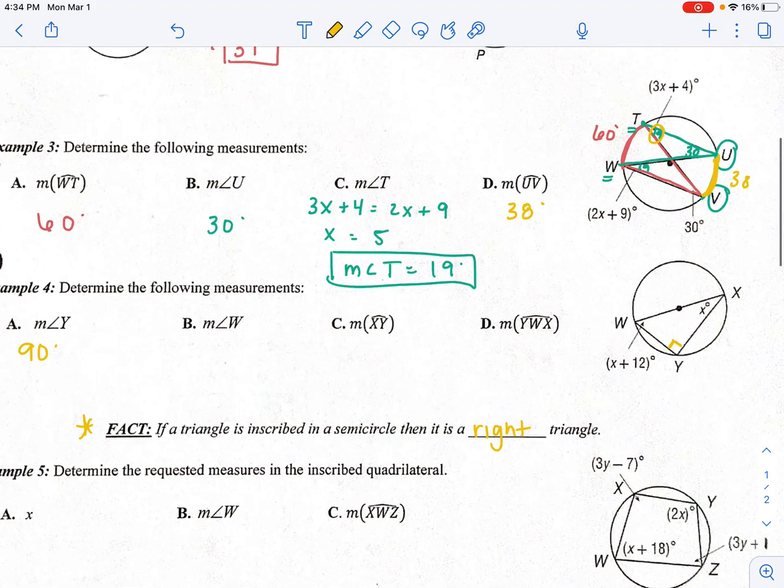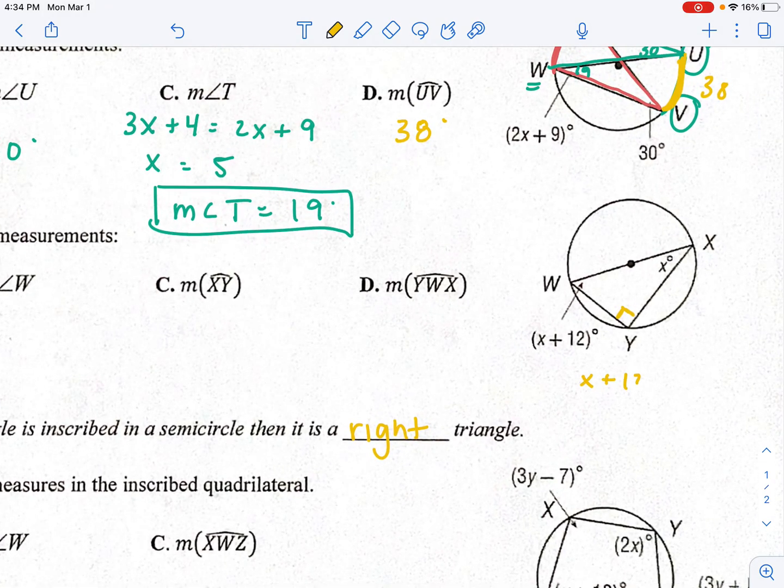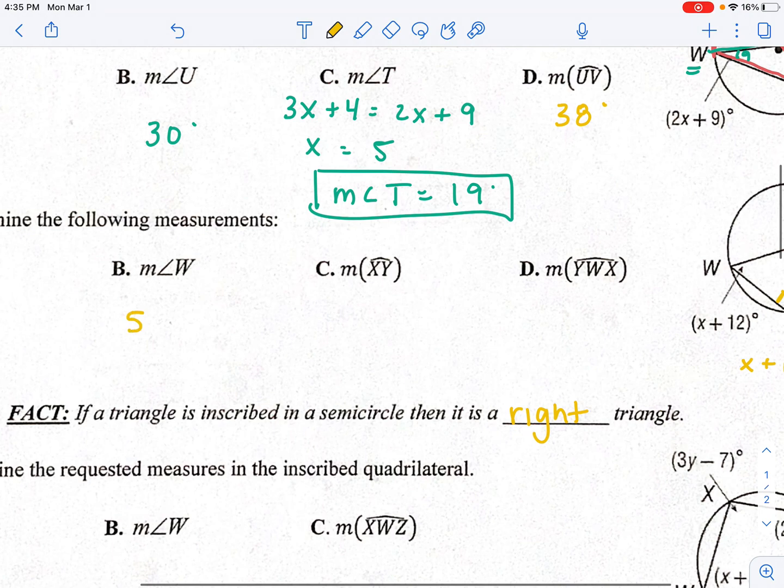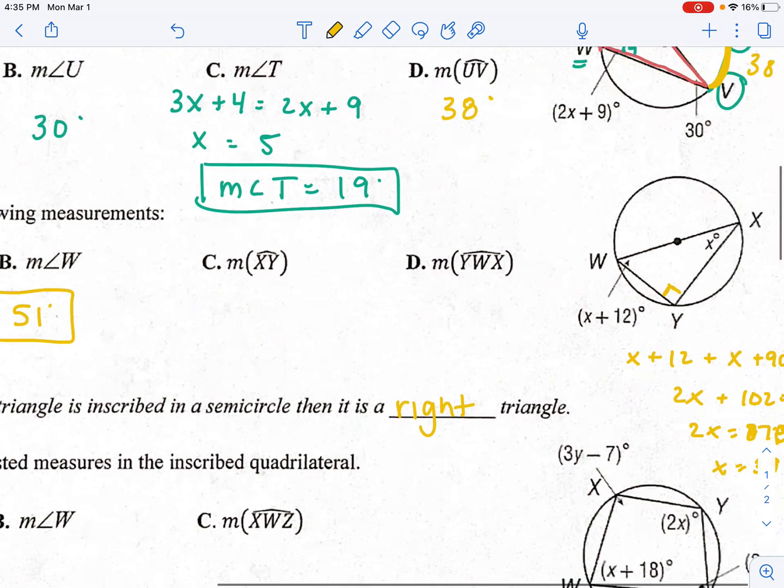To find W, they need to find X. We have to find an equation here. So I could say X plus 12 plus X plus 90 equals 180. Because that's what a triangle should add up to. So I've got 2X plus 102 equals 180, minus that 102, and then divide by 2, and I get x is 39. Okay, so if x is 39, angle W, 39 plus 12, all right, is 51.